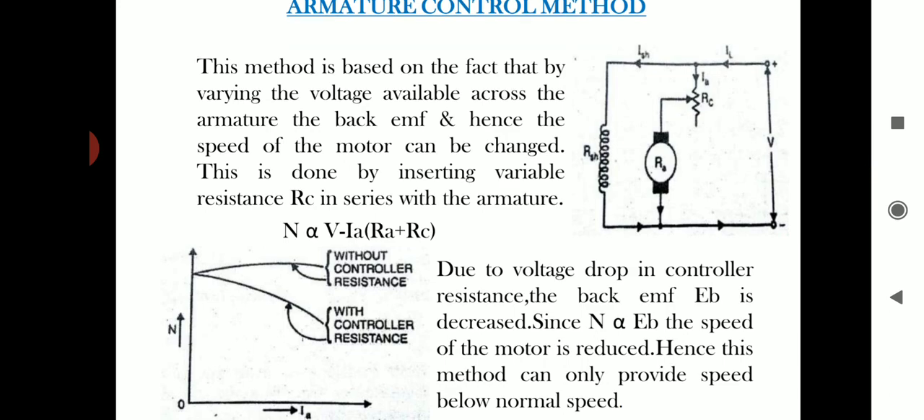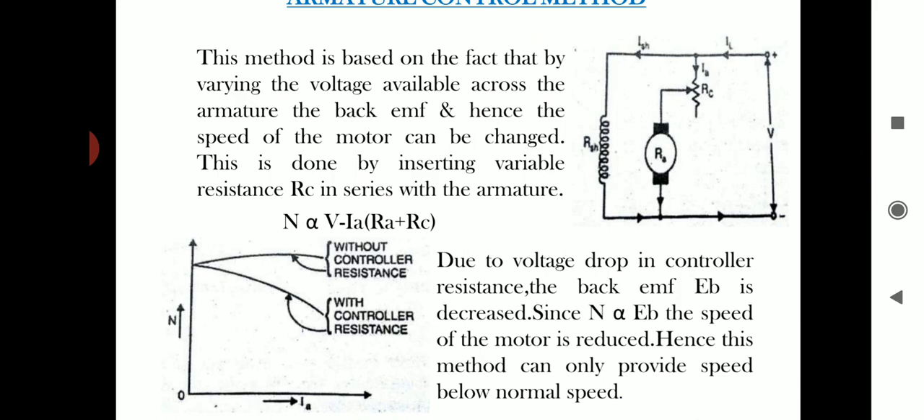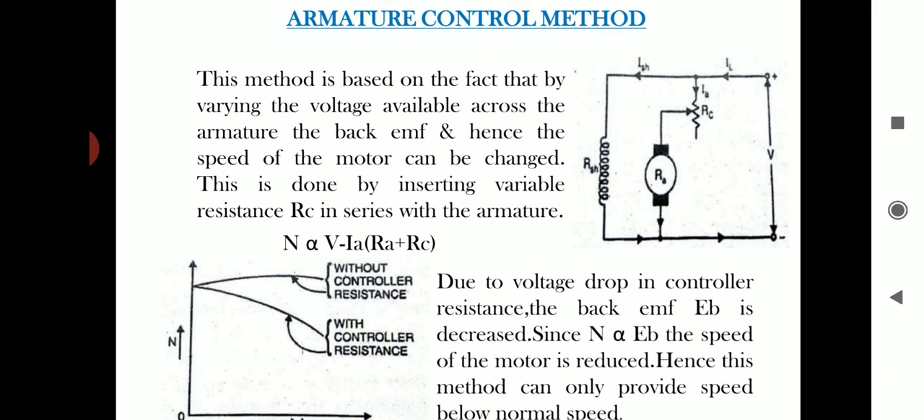What will happen due to this drop in the controller resistance? Here you have connected the resistance, so there will be some voltage drop across that controller resistance, due to which your back EMF gets reduced. Now, as back EMF reduces, you know the formula N is directly proportional to EB by phi. It means that back EMF and speed are directly proportional. So if your EB decreases, then your speed also decreases. Hence in this method we can get a speed which is below the normal speed. So in case of the armature control method, you will get the speed below normal speed.